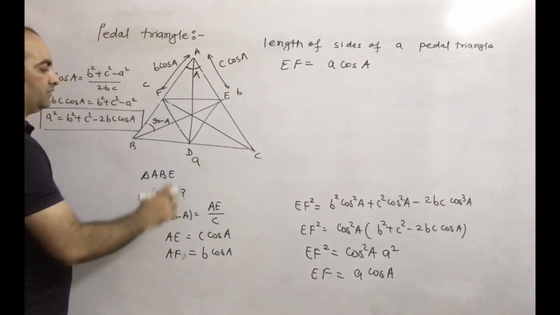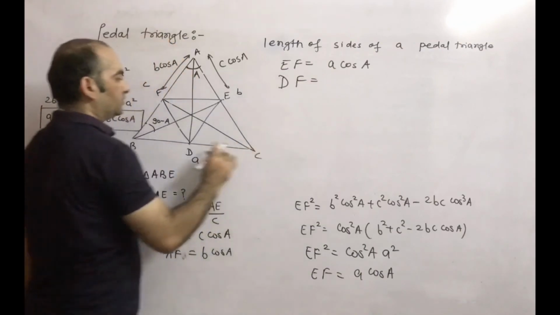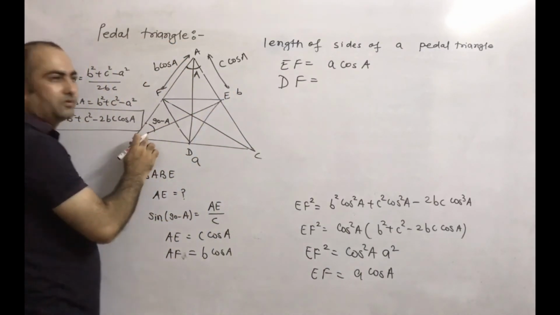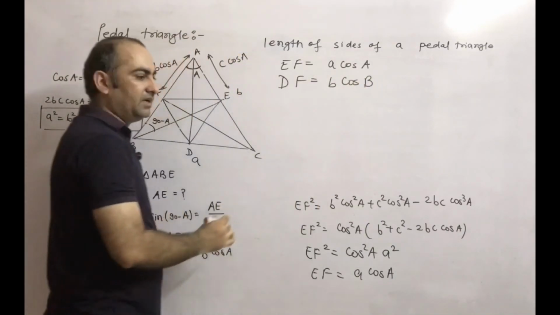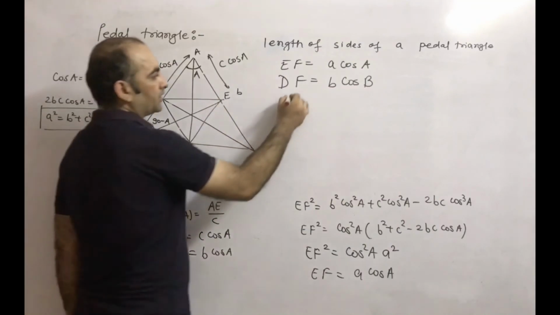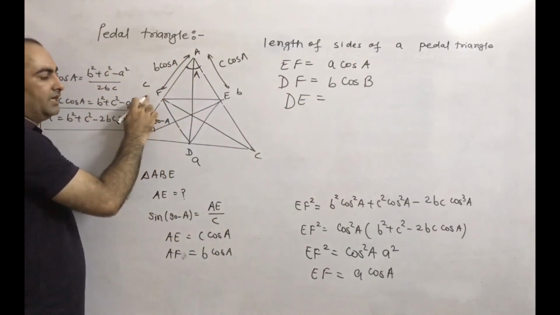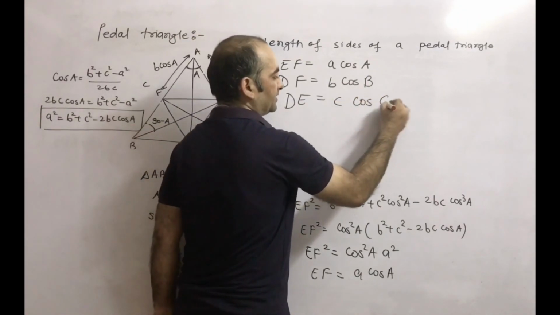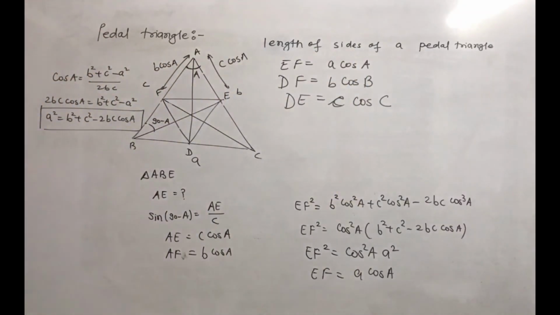Similarly, if you want to find DF, this side is b into cos of this angle, so DF equals b cos B. Similarly, DE is this side, c, into cos of this angle, capital C, so c cos C. This is small c. These are the sides of the pedal triangle.